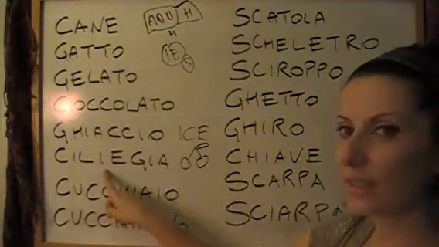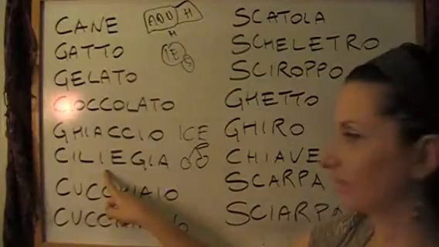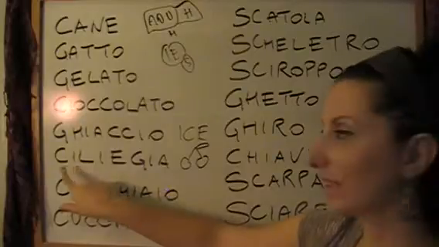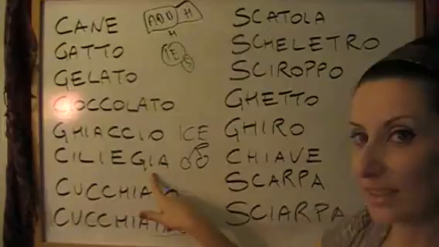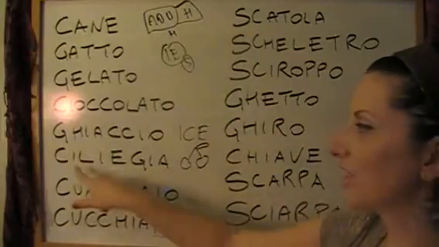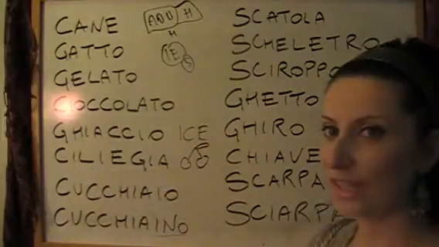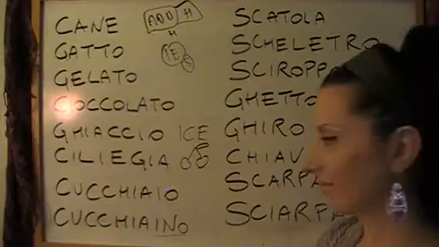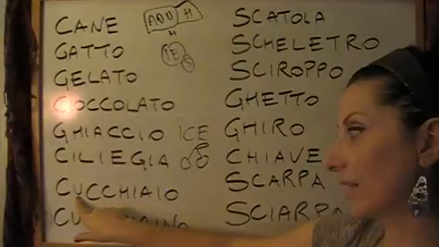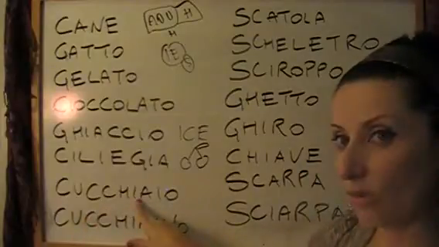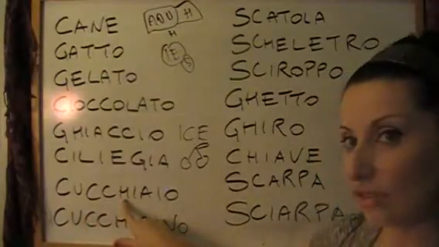What about this? Try. Soft. Ciliegia. Is it soft or hard? Soft. Ciliegia. Cherry. This means spoon. U is hard. I is soft, but with the correction of H became hard.